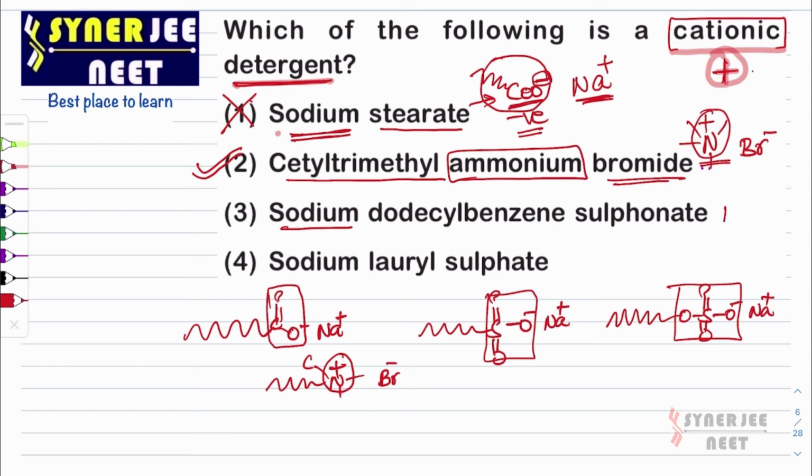Now, the third option again has sodium, that means Na plus is there, and some negative part corresponding to the organic part. Sulfonate means SO3 minus should be there, so it is an anionic organic part, an anionic detergent, which we don't want. And sodium lauryl sulfate, similarly, sodium is Na plus, so the organic part must have the negative charge. Sulfate means RSO4 minus, which is an anionic detergent. This also we don't want. So only one option matches, that is the second option.